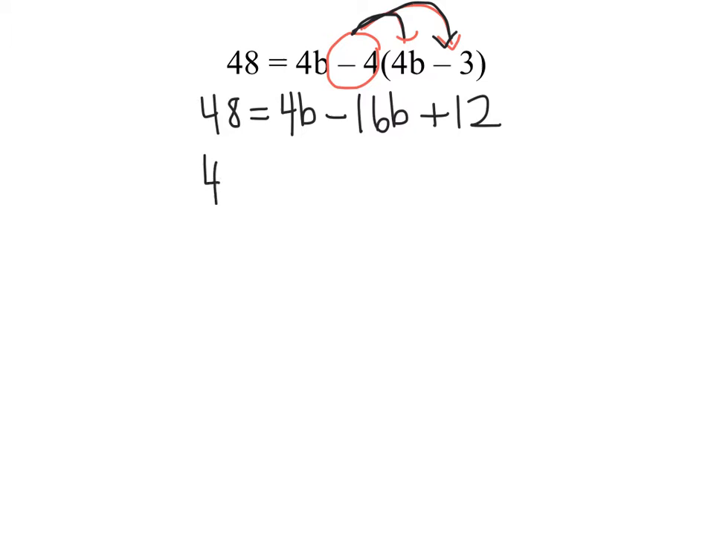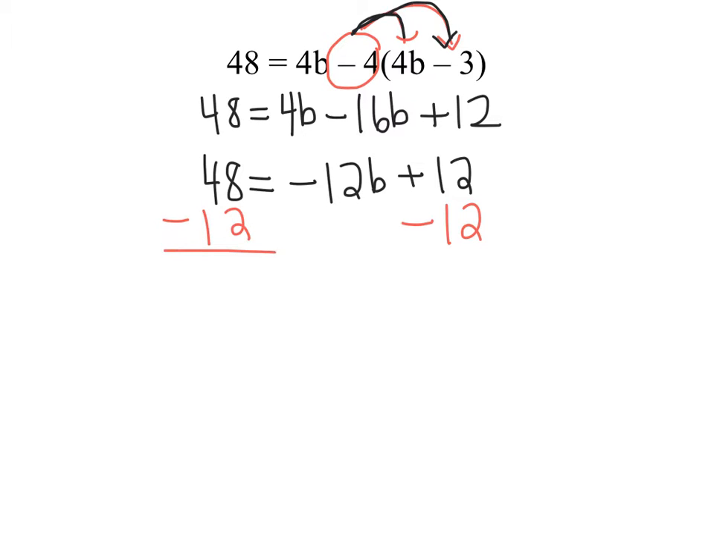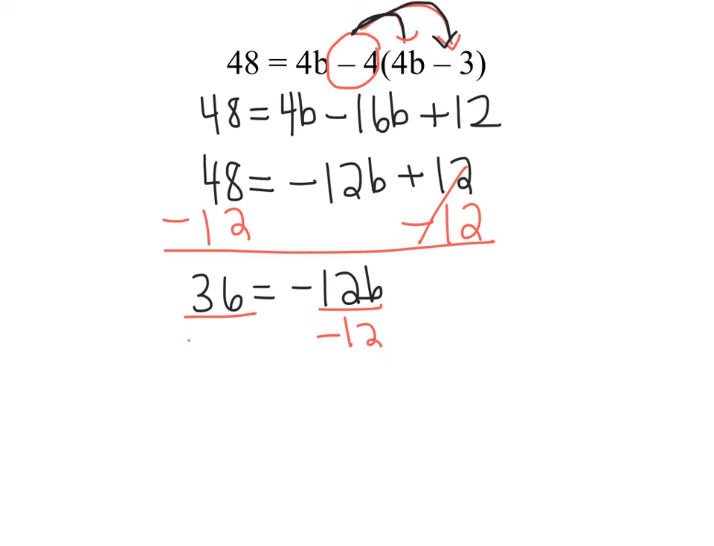Once again, I'm not using the 48, but I do see that 4b subtract 16b is -12b, and then I bring down the +12 that I did not use. I now have a two-step equation. I subtract 12 on both sides. I'm left with 36 equaling -12b. So when I divide by -12, I get b to equal -3.